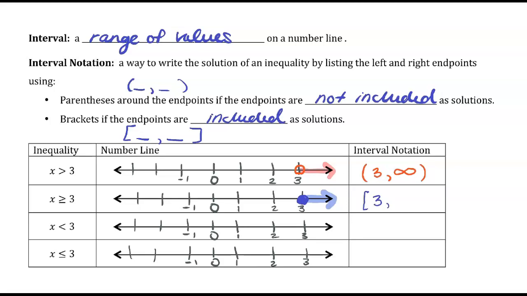To the right, again, my endpoint is infinity because we go on forever, and I will still use a parenthesis next to infinity because, again, infinity is a concept, not an endpoint that we can stop at.